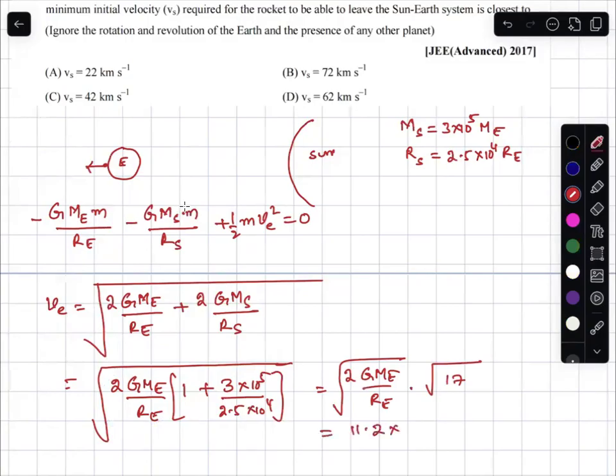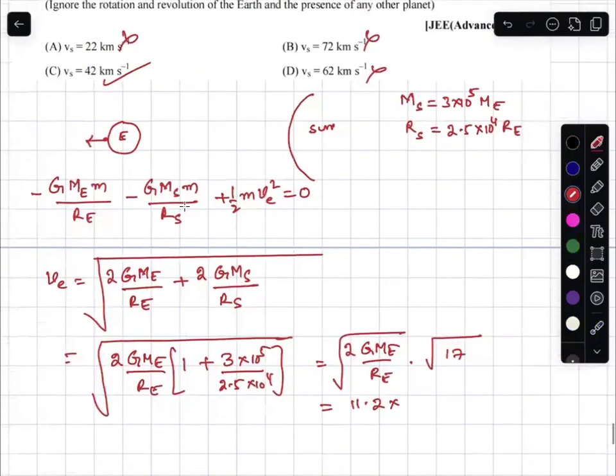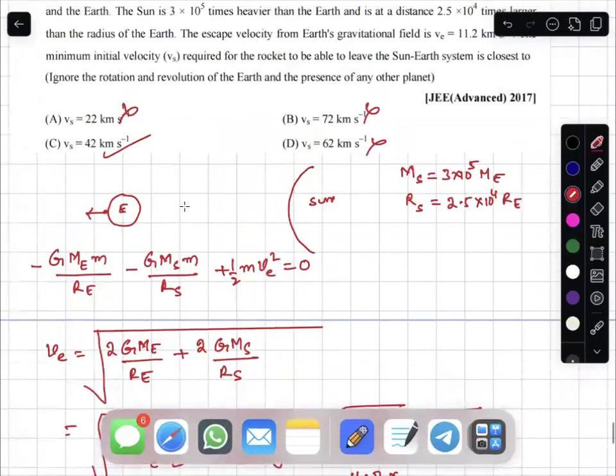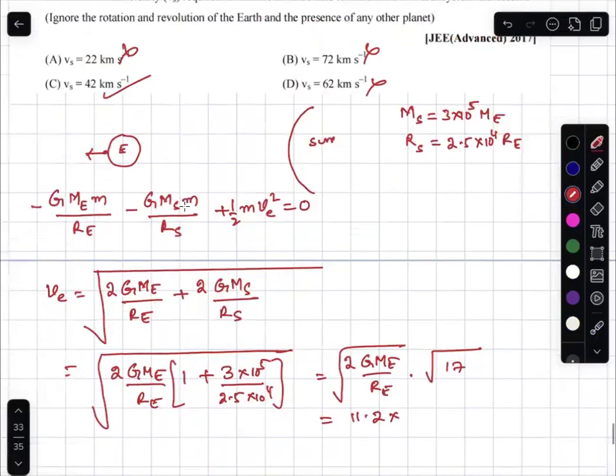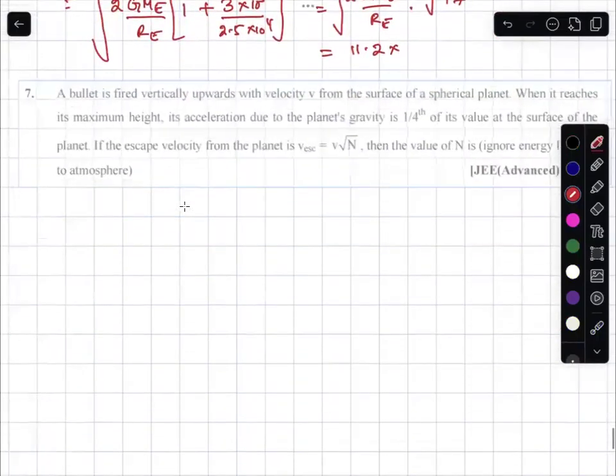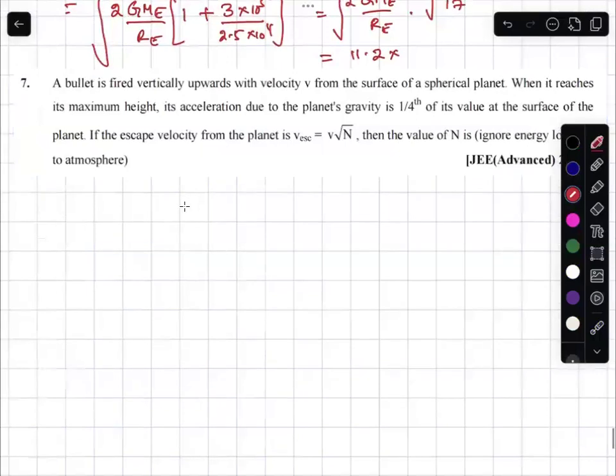Suppose this is 16.4. Now you check the answers. This won't match, this won't match, this won't match. Why should I do the calculation? This is already available. If it were 4, I would have written nearly likewise. So that's all. Anything else you want to discuss on this? Okay, clear? Sure? Actually, that is called the third cosmic velocity.